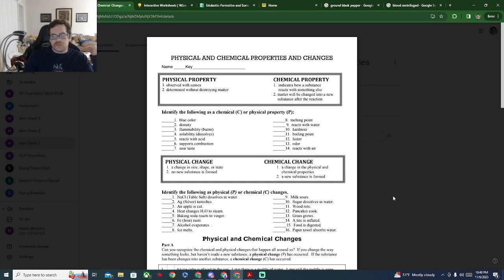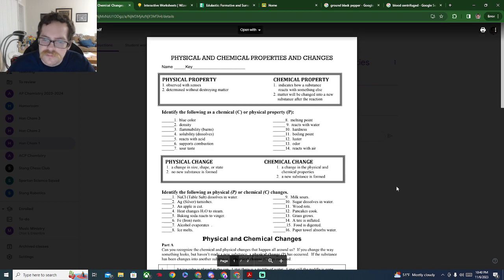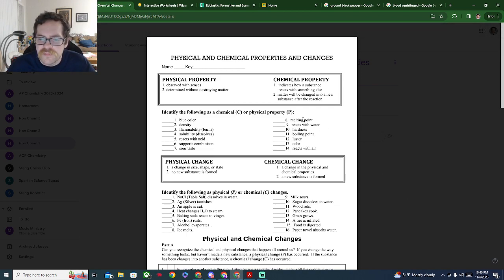So, color and density. These are physical properties. Melting point and boiling point are both physical properties. Hardness, how hard something is, is a physical property. Luster, how shiny it is, and odor, how it smells, are both physical properties.